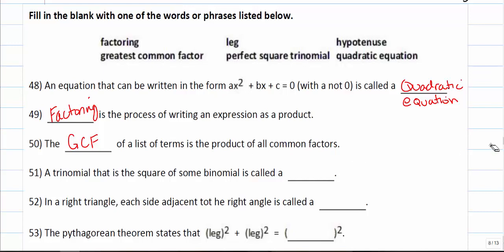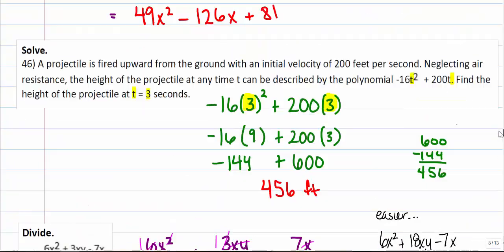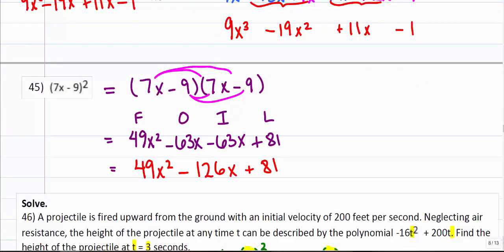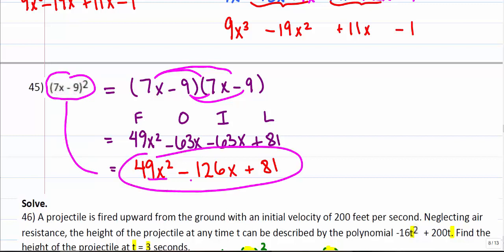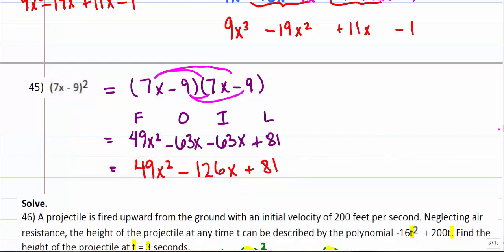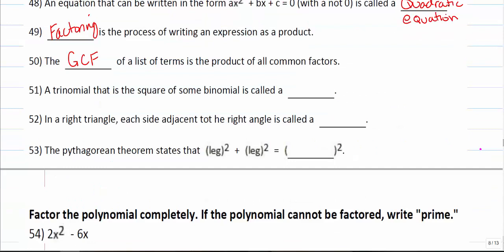Now, 51 is kind of interesting. It says a trinomial that is the square of some binomial. We actually saw this on 45, because this right here is the square of a binomial, two terms. And when we squared that binomial, we got 1, 2, 3 terms. That 3-termed trinomial is called a perfect square trinomial. So that is the answer to this one, a perfect square trinomial.